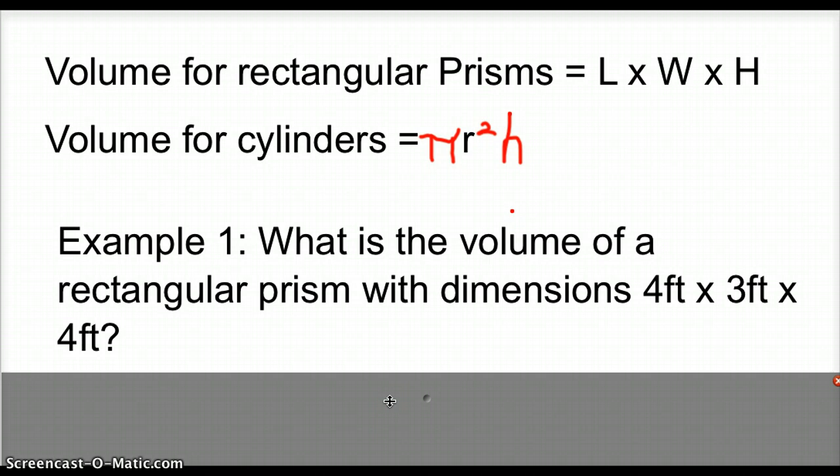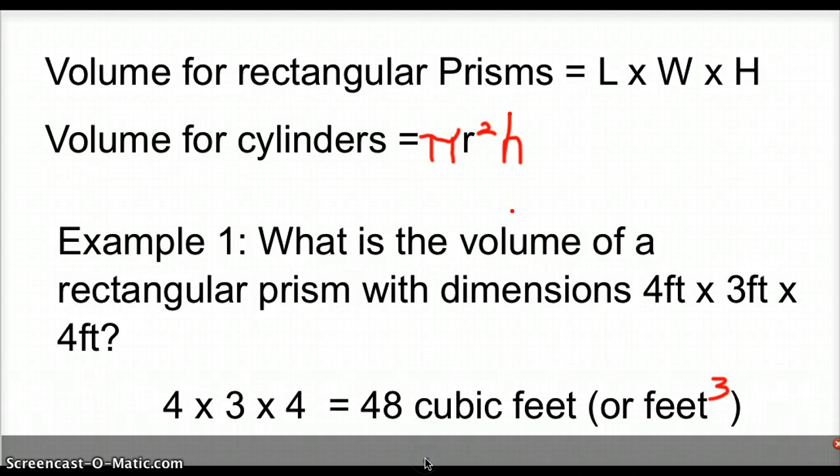What is the volume of a rectangular prism that has the dimensions 4 feet by 3 feet by 4 feet? That's just multiplying length times width times height. So 4 times 3 times 4 is 48 cubic feet, or 48 feet cubed. You could write it either way. That's the volume of the rectangular prism.